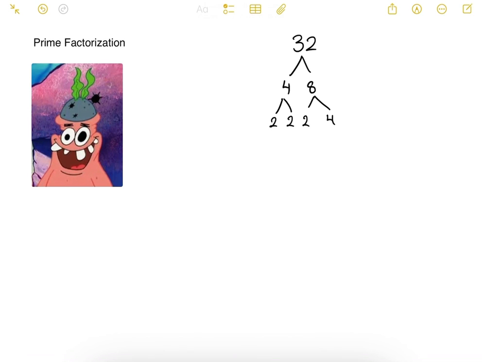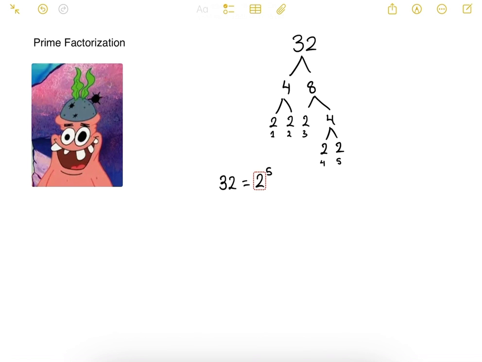And from this point on, everything is a prime number besides this 4, which you just break into 2 and 2. So if we look at this, 32 equals 5 2's. So 1, 2, 3, 4, 5. There are 5 2's, so it's just 2 to the 5th power. It's really just that simple, to be honest.